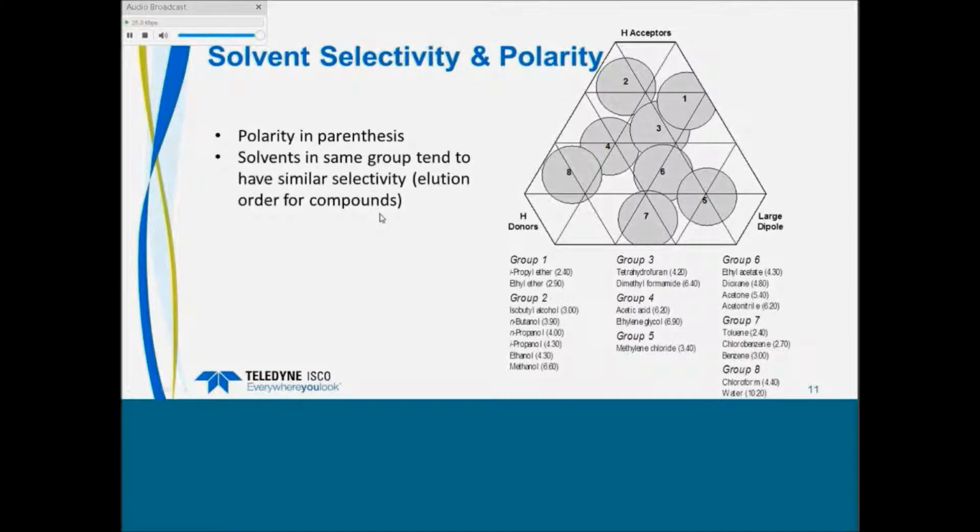The reason for these groups is that the solvents in a particular group tend to elute compounds the same way, with the same order. If I'm trying to elute a compound and I find that ethanol, for example, fails to separate my compound from impurities, using one of the other alcohols in this group probably won't improve the chromatography, but using another group such as tetrahydrofuran might work better.